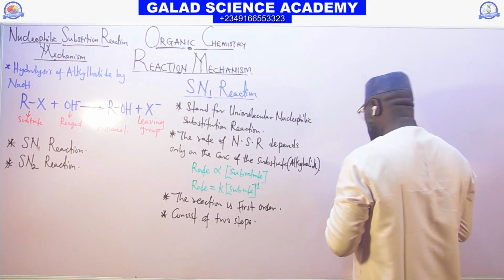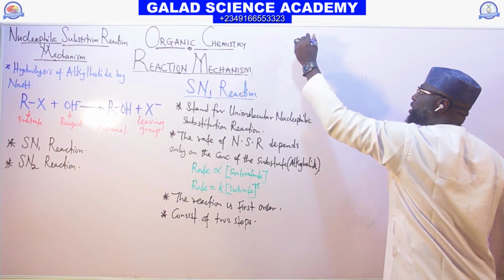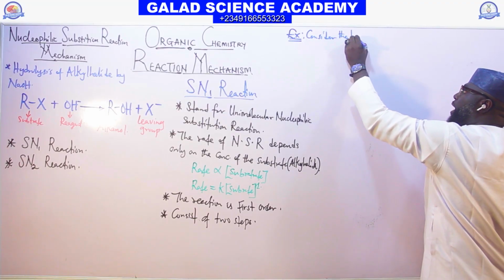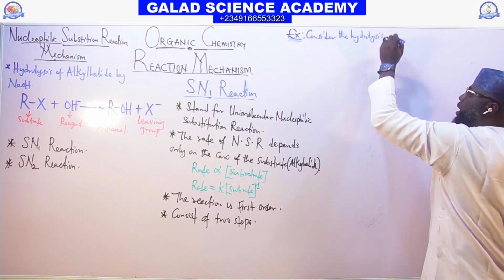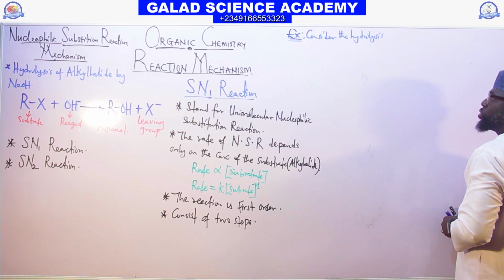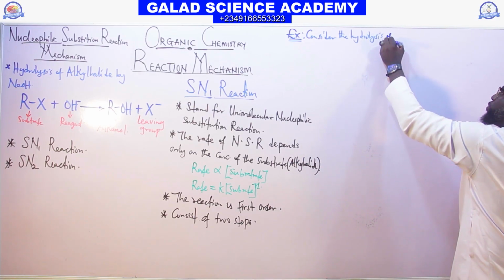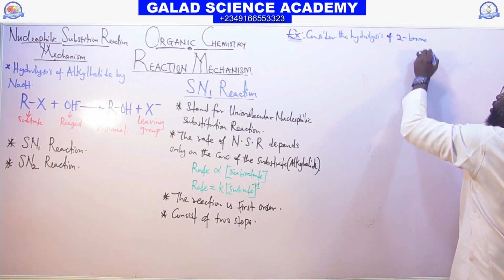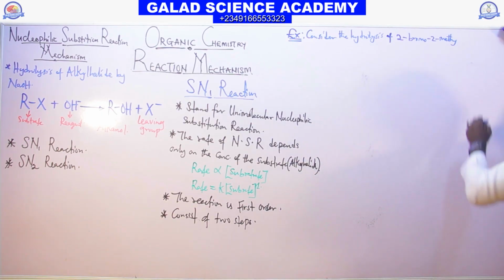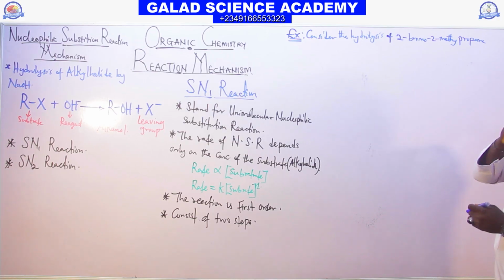Now, example on SN1 reaction. Consider the hydrolysis of 2-methyl propane, in the presence of sodium hydroxide. Let us look at this reaction, class.